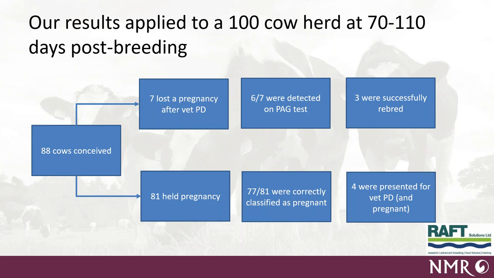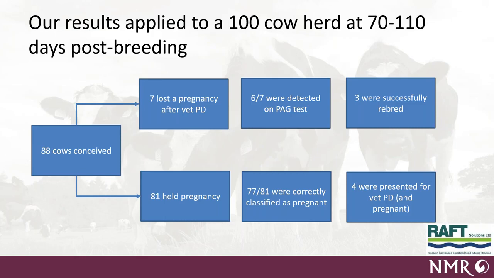And the important thing from those 6 cows is that 3 of those were successfully rebred. So picking up those cows that are lost to pregnancy at 70 and 110 days still allows enough time to bring those cows back round into the breeding cycle, and 3 of those cows were retained into the herd.